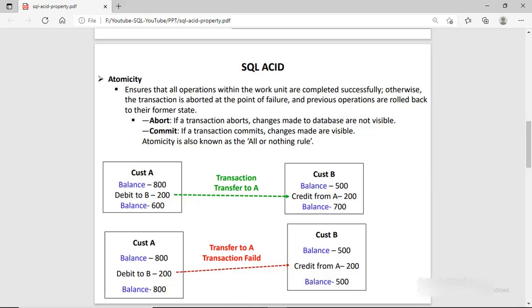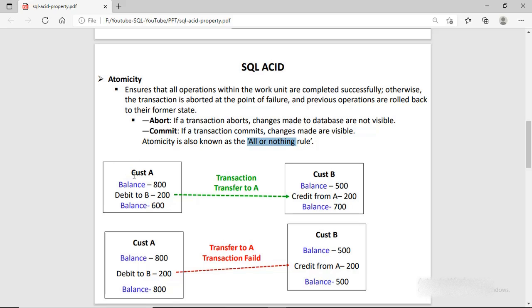Now we check the first property, that is atomicity. Atomicity means all or nothing. It means you have a transaction, and in that transaction you have multiple SQL statements, that is the unit. If the transaction succeeds, then all statements within that unit get executed successfully, and then the state of the database changes permanently.